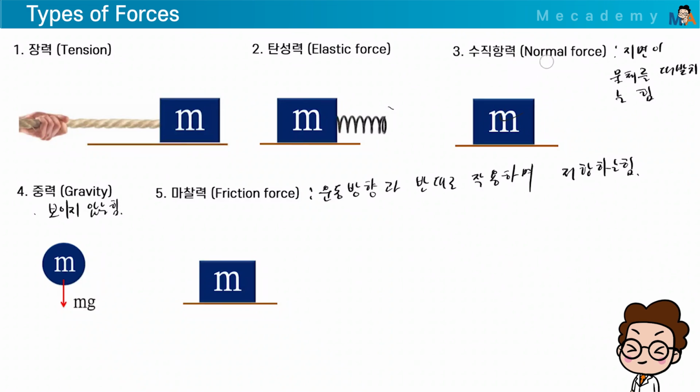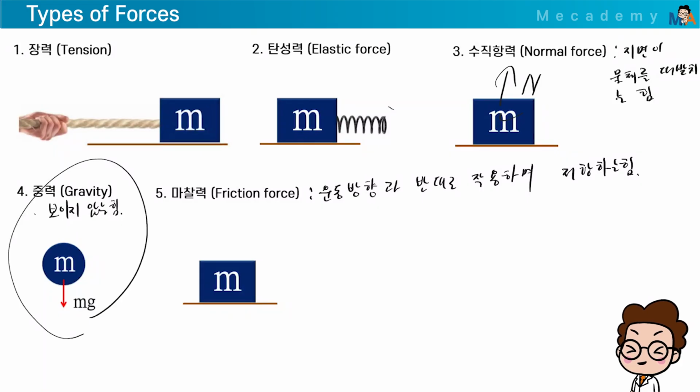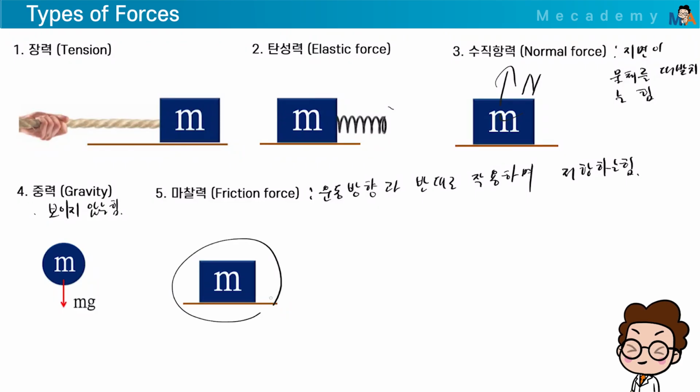Next, the vertical support force is called the normal force, denoted as N, which is the force supporting in this direction. Then, gravity is an invisible force directed towards the center of the Earth. Next, frictional force is opposite to the direction of motion. If the motion is in this direction, then the frictional force is in that direction.